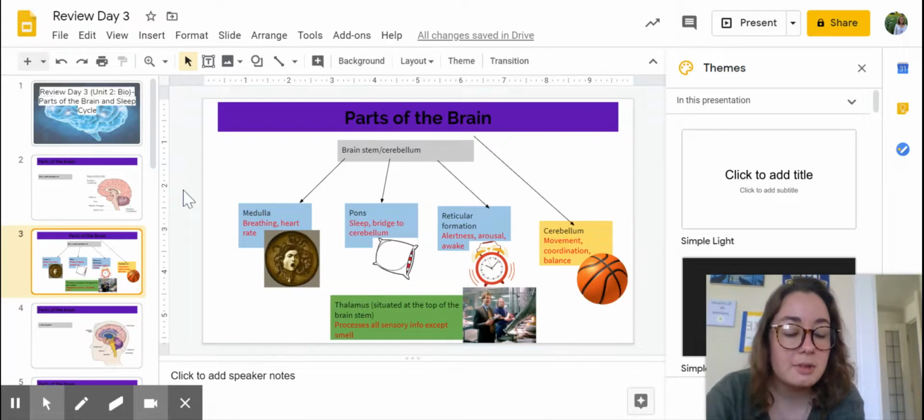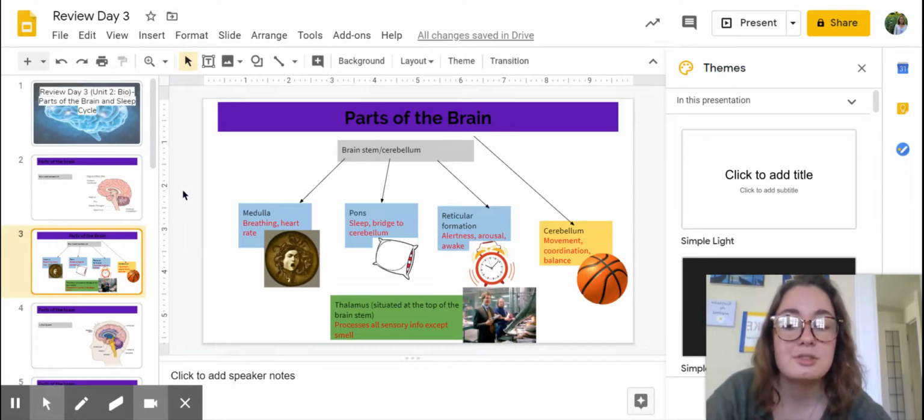So let's get started with the functions. The best way we know to remember these is by the different mnemonic devices that we can come up with. So I provided my own, but feel free to make up your own if they work better for you. So up first, we have the medulla, and the medulla is responsible for breathing and heart rate.